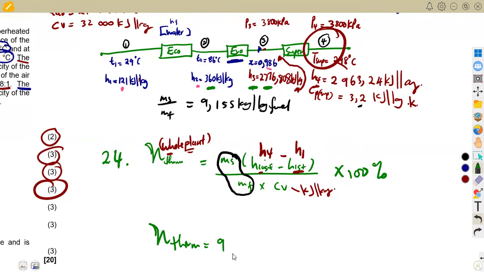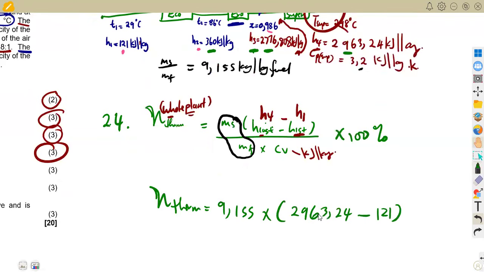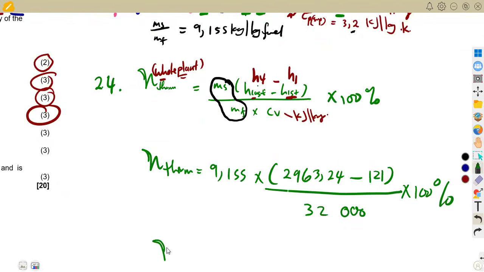We have 9.155 times H4 minus H1. So H4 is the last one for the superheated steam, which is 2963.24, minus H1, which is the first one here, 121. Then considering our calorific value in kilojoules per kilogram, I talked about this, guys, and we said it's going to be 32,000. We multiply this by 100% since this is an efficiency, that is as a percentage. So there we have got the thermal efficiency for the entire plant.